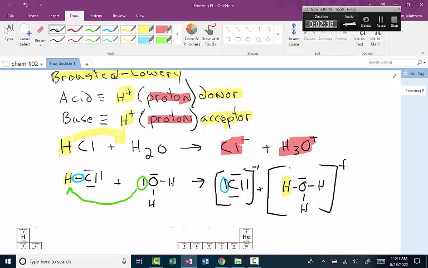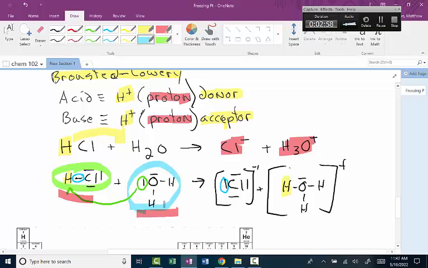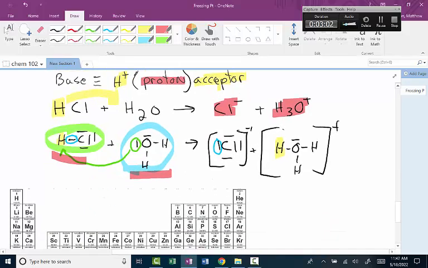And so the HCl donated a proton to the water, and so the water accepted a proton from the HCl. So HCl is our acid and water is our base. So you have acid-base reactions, and they're all occurring at the same time.